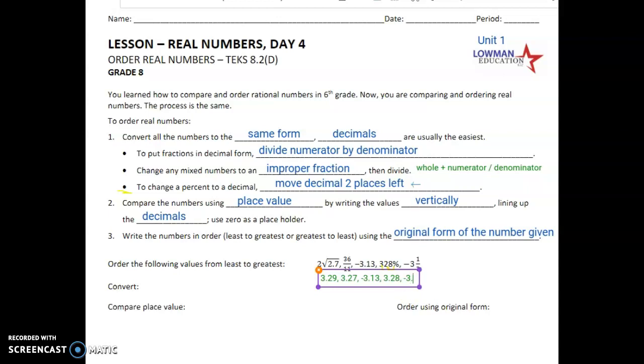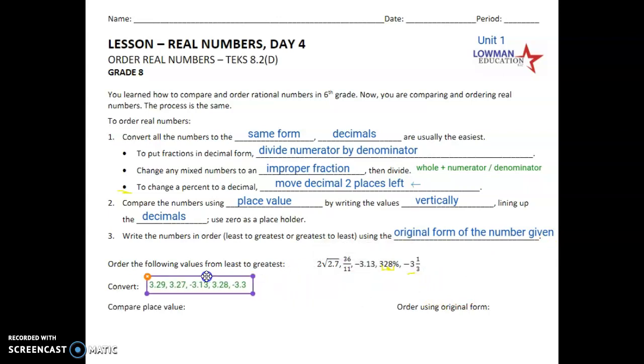And then our last problem is -3 1/3. I can go ahead and put my -3, and then in my calculator, I'm going to put 1 divided by 3, and that is going to be 0.3 repeating. So you're going to want to put the repeating bar up above. Okay, so now that we have all of our values converted to decimals, we are now ready to compare their place value. So we've converted them to the same form.